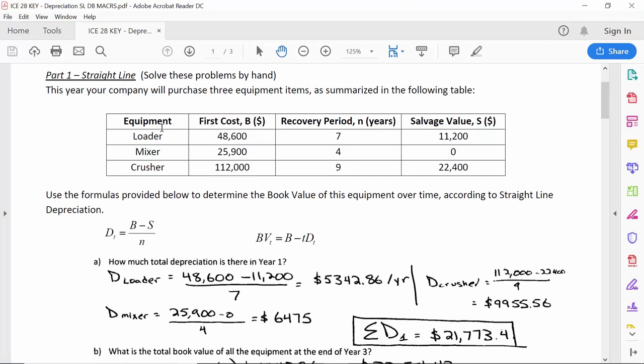Okay, so the depreciation for each equipment type every year is constant. It doesn't matter if it's year one or year two. Since this is straight line, here in part one of the in-class exercise, the depreciation amounts are constant. So you can see that in each case, it's the beginning cost minus the salvage cost divided by the number of years in the recovery period. So I've got those depreciation amounts on the screen there.